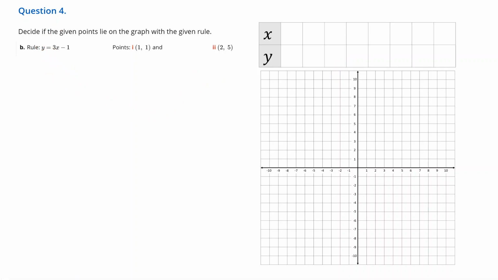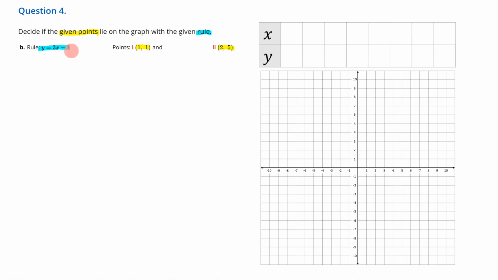Okay, it says, let me get a highlighter out. Decide if the given points, so those are (1, 1) and (2, 5), lie on the graph with the given rule. And our rule is y is equal to 3x minus 1. All right, so we're going to go about this the slow way.